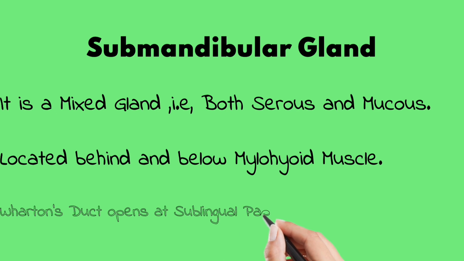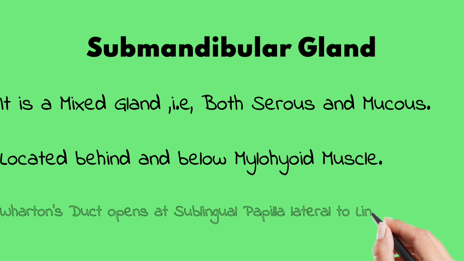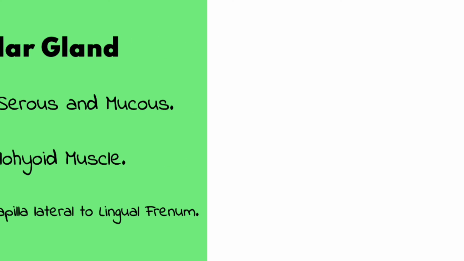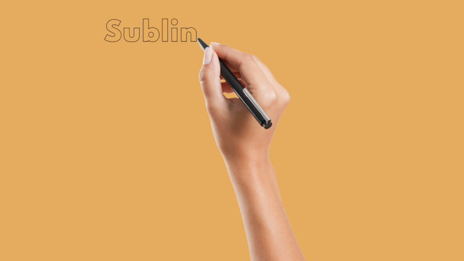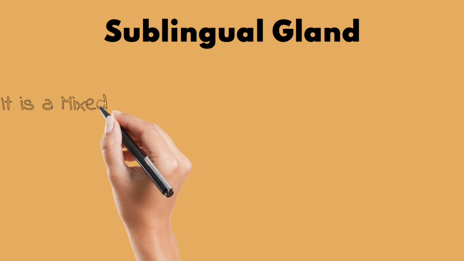So let's study the ducts present in the submandibular gland. The duct present in the submandibular gland is the Wharton's duct. The name is very important, the Wharton's duct, and it contributes to the maximum of the saliva production. That is, 60% of the saliva is produced by the submandibular gland.